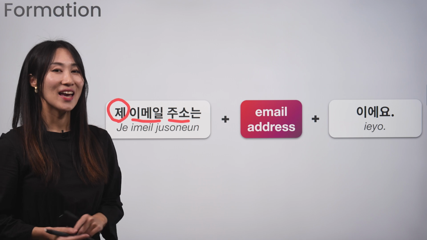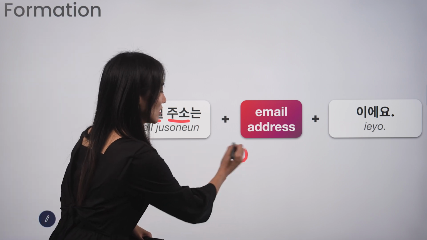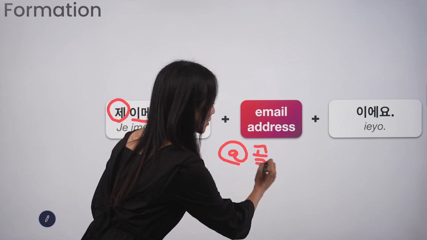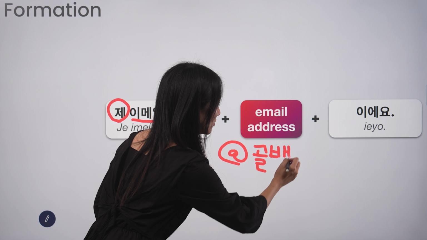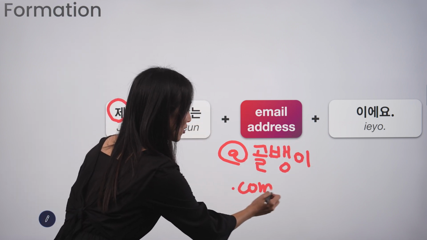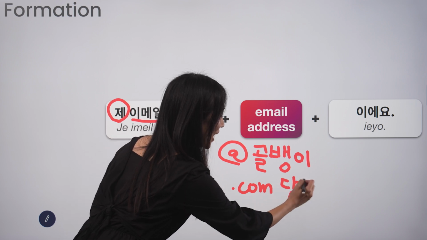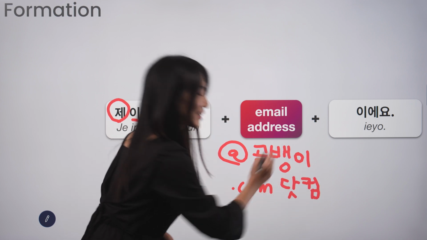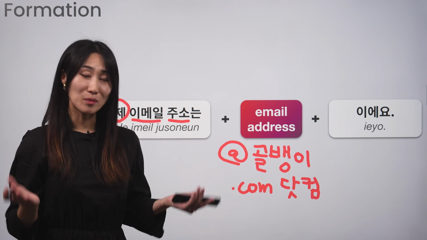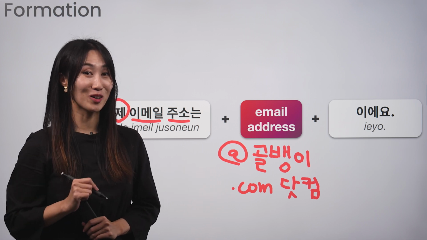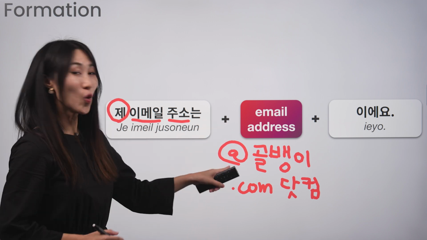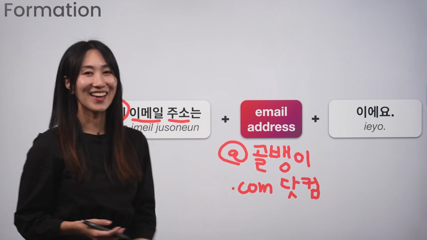Okay. And do you remember this part? This is the at sign in English, but in Korean it's 골뱅이, which means sea snail. And also this, .com. In Korean, you write it like this. So if someone asks you, 이메일 주소가 어떻게 되세요? What is your email address? Now you know how to answer. 제 이메일 주소는 email address, the name, 골뱅이, blah blah, and .com 이에요.